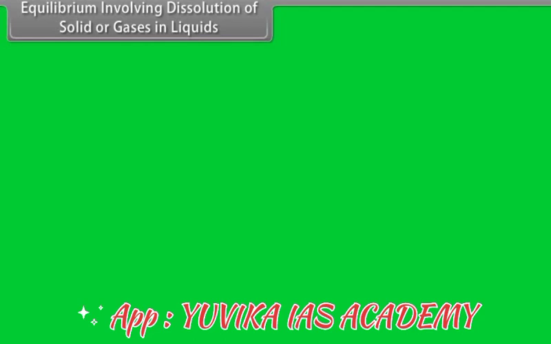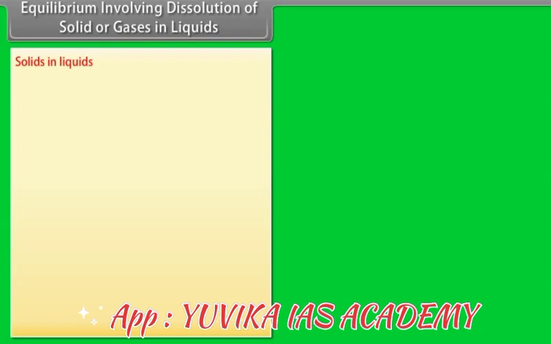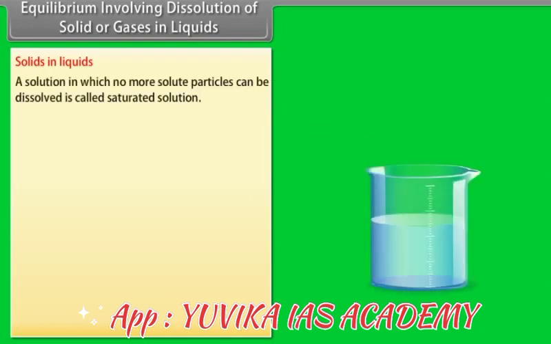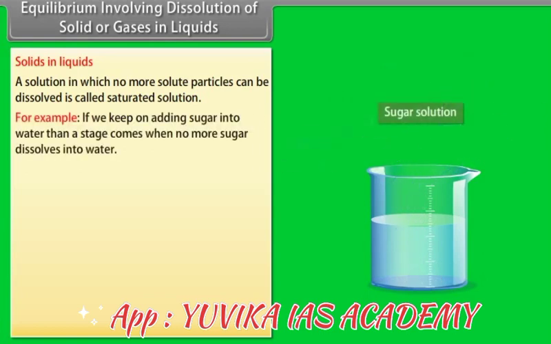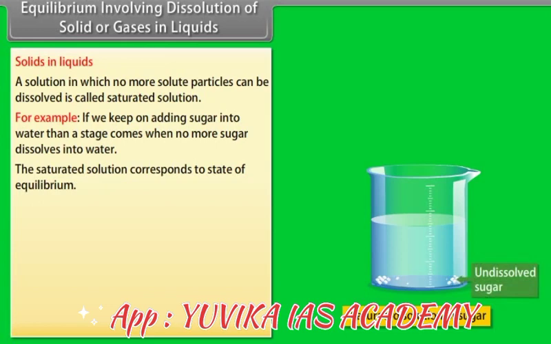Equilibrium involving dissolution of solid or gases in liquids. Solids in liquids. A solution in which no more solute particles can be dissolved is called saturated solution. For example, if we keep on adding sugar into water, then a stage comes when no more sugar dissolves into water. The saturated solution corresponds to state of equilibrium.